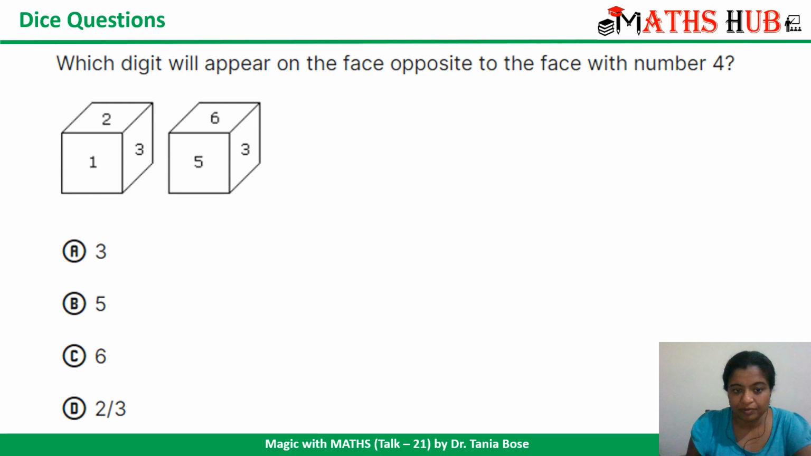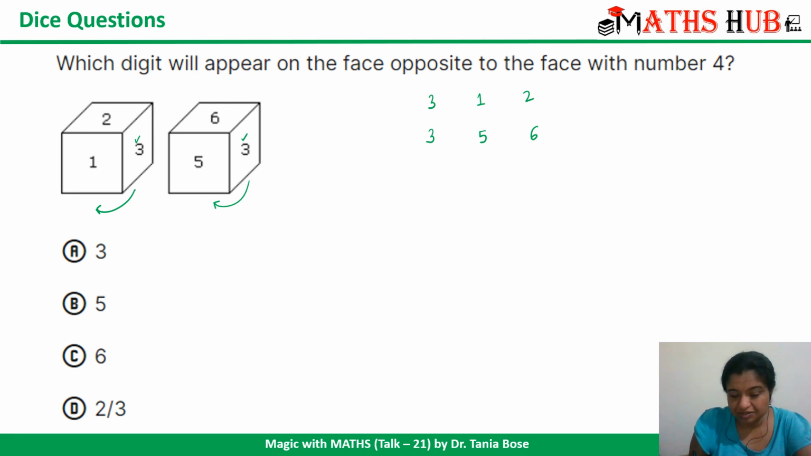Let's do one more question. Which digit will appear on the face opposite to the face with number 4? So, what is common? 3 is common in both the cases. So, let's start with 3 for the first dice. Take the clockwise direction. So, we have 3, 1, and 2. And now, let's start with 3 again. Again, in the clockwise direction, we write 3, 5, and 6.